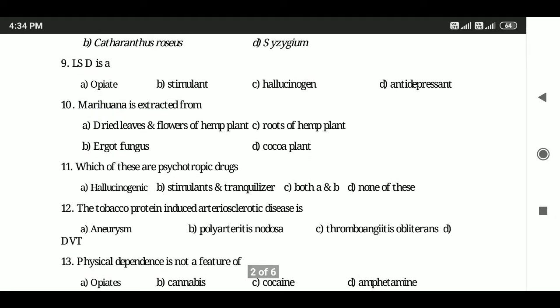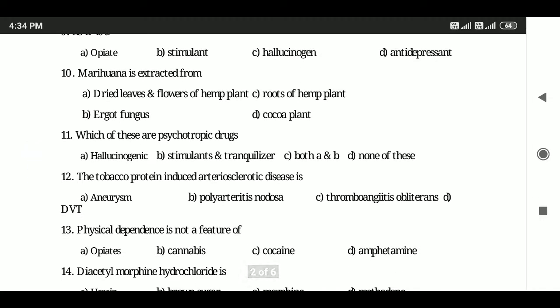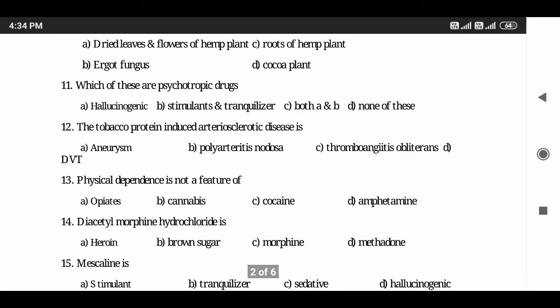Now coming to the ninth question, LSD is an opiate, stimulant, hallucinogen, antidepressant. Again, LSD is a hallucinogenic drug. Marijuana is extracted from dried leaves and flowers of hemp plant, roots of hemp plant, ergot fungus, coca plant. From NCERT we know the answer, it's A: the dried leaves and flowers of hemp plant. Hemp plant, scientifically called Cannabis sativa, is the plant from which marijuana is extracted. So the option is A.